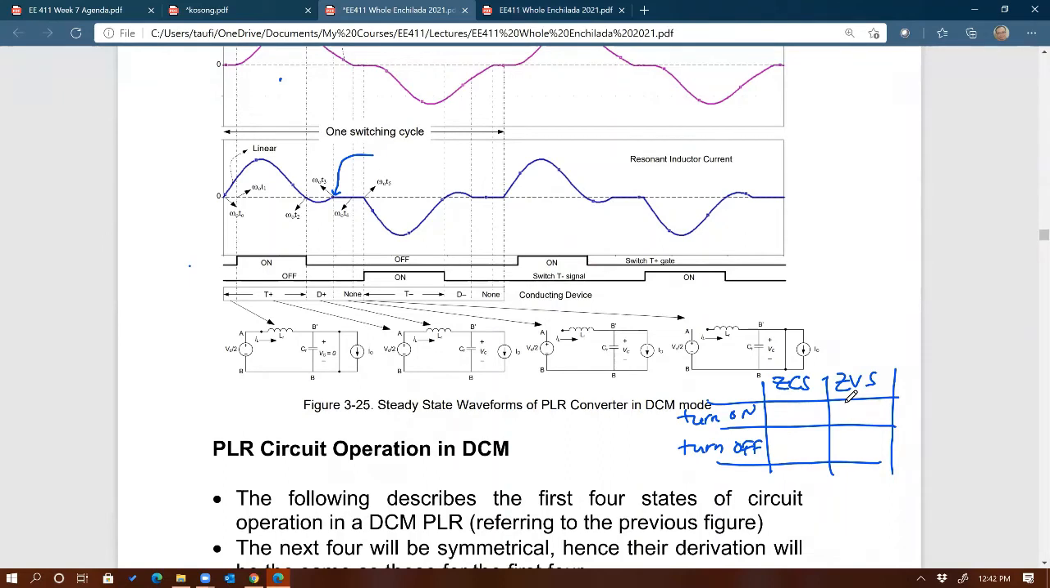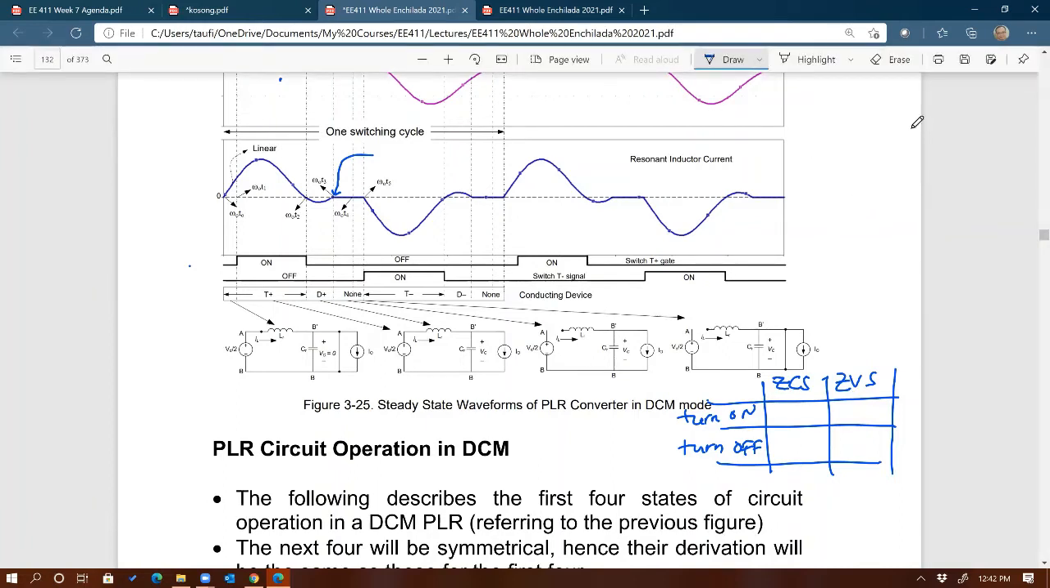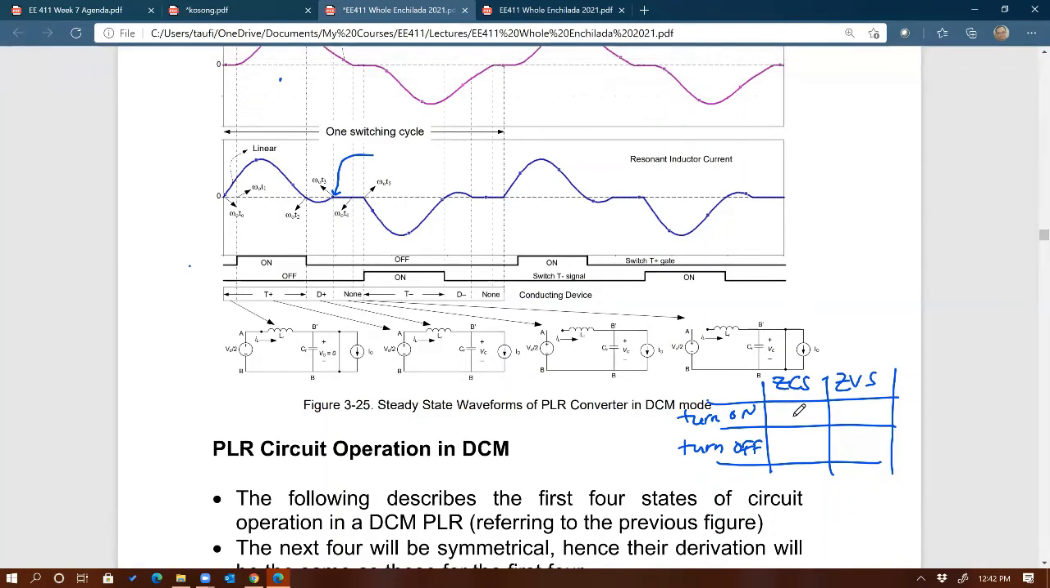So let's start with ZCS at turn on. Who wants to volunteer? Or should I call? 0 current switching at turn on, is that a yes or a no right here? Yes. Yes, why? On the T positive, the sine wave is going towards 0, and then on the T negative, the sine wave is going towards 0, and then on the T positive, we can see it's flat at 0.